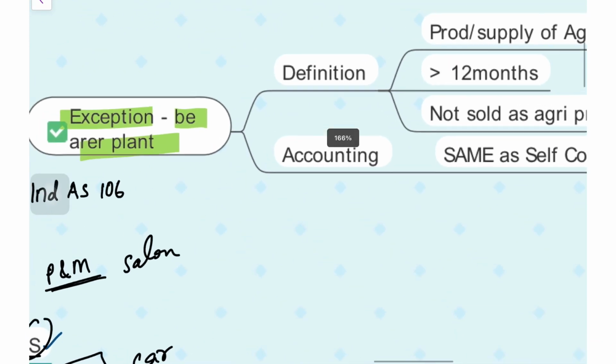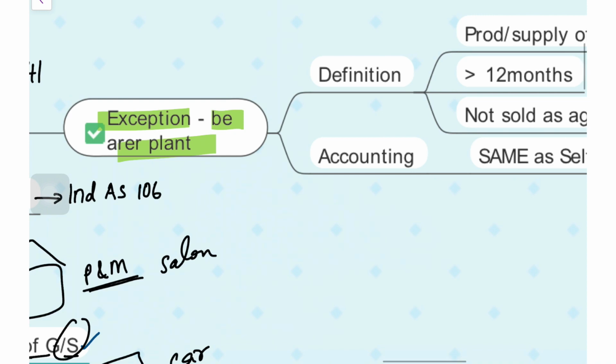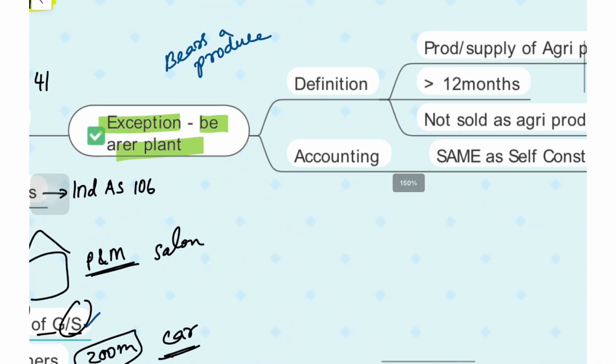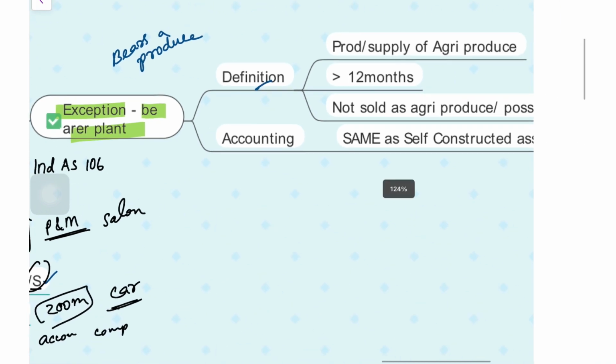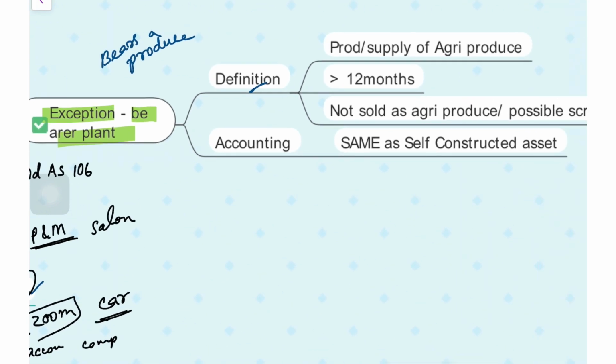The exception is bearer plant. So now what are bearer plants? Bearer plants are any plants or any trees, you can say, which bear the produce. Suppose your mango tree bears mango. So here the mango tree will be known as the bearer plant and the mango will be the produce. Now talking of the definition, the bearer plant must help in the production or supply of agricultural produce.